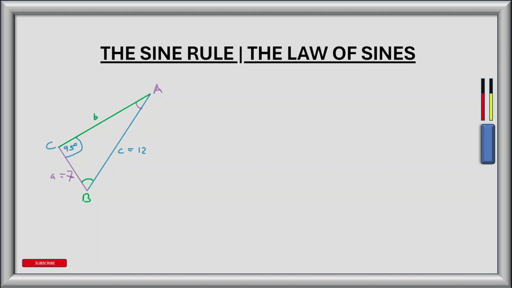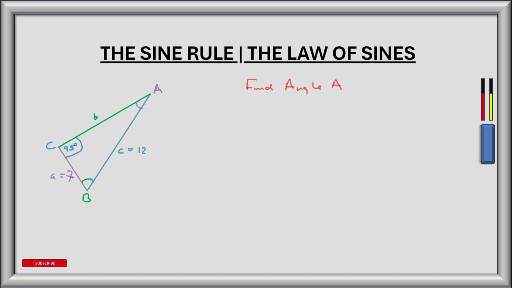Looking at our triangle on the left, we can see that we have angle C, which is 95 degrees, and the length of its opposing side c is equal to 12. In this triangle, we also know the length of side a, which is 7, but we don't know angle A. So let's find angle A.